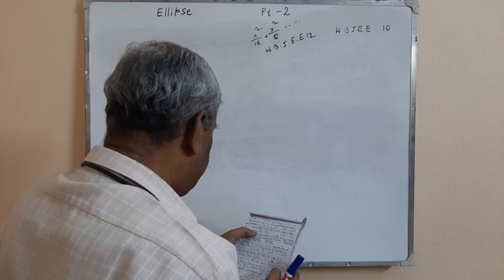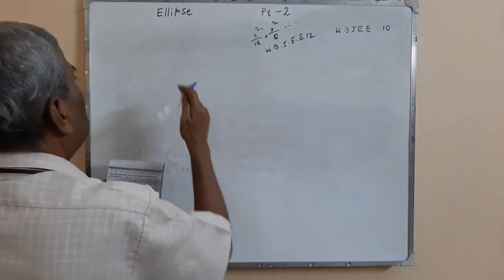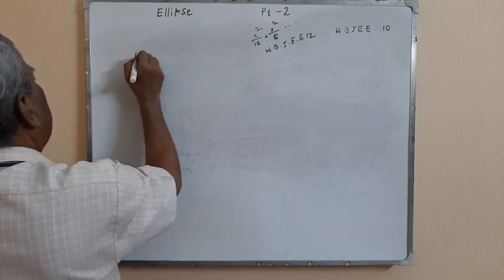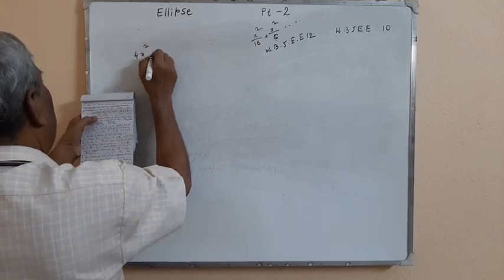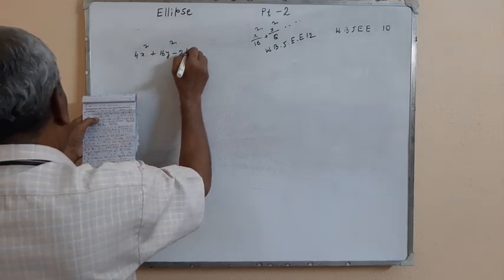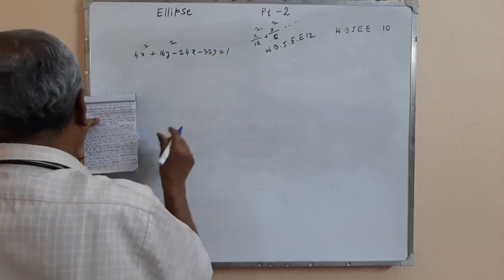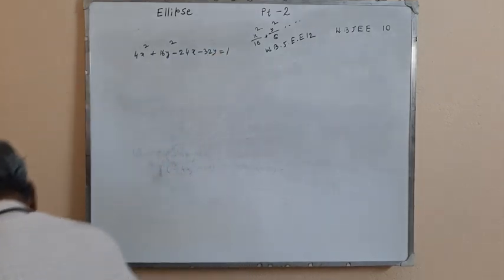The eccentricity of the ellipse 4x square plus 16y square minus 24x minus 32y is equal to 1, options.